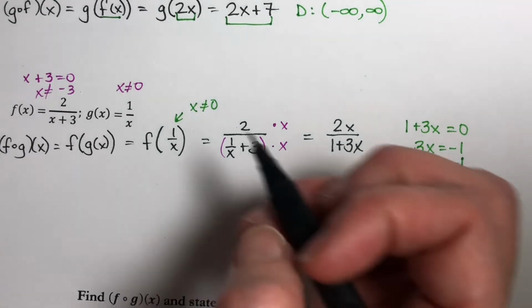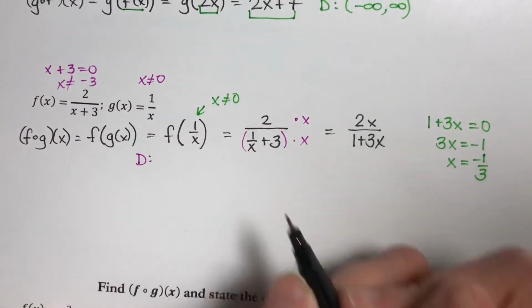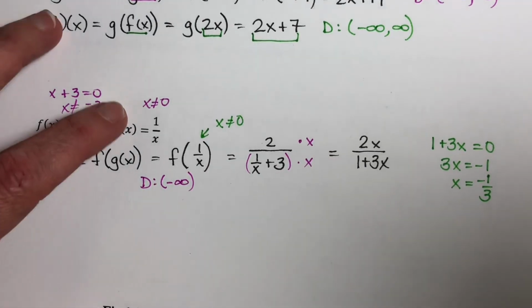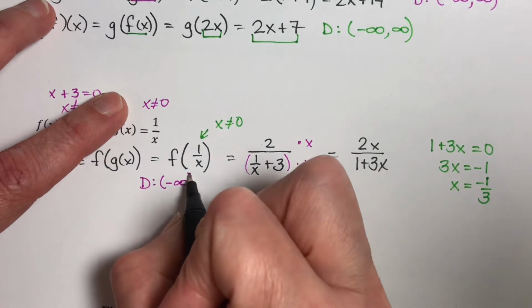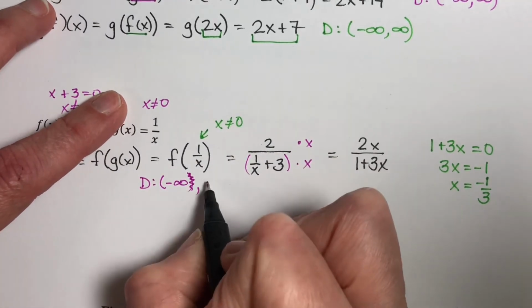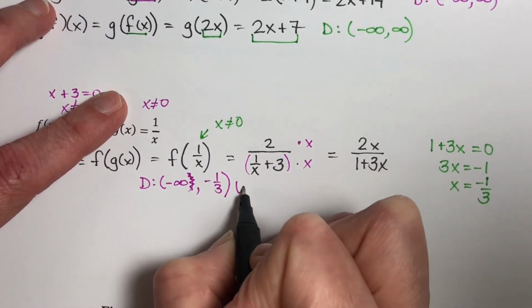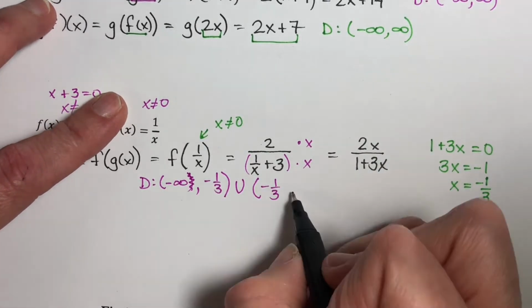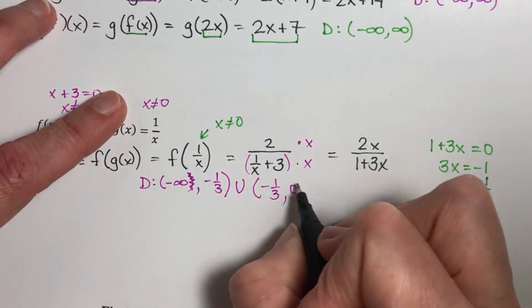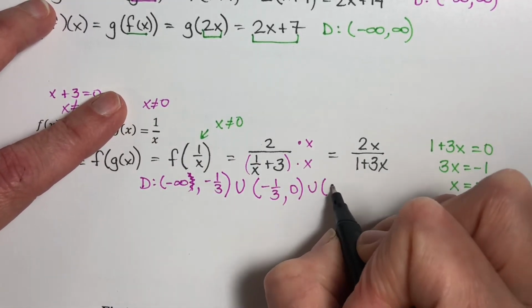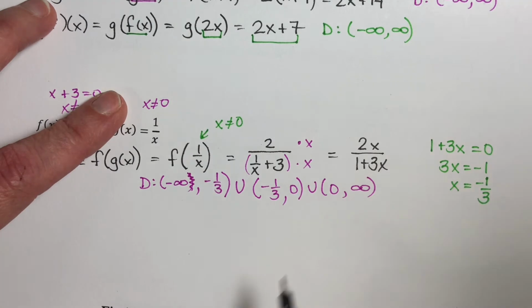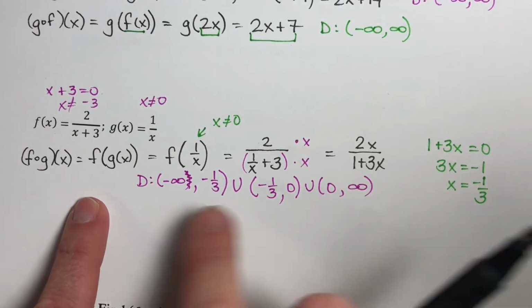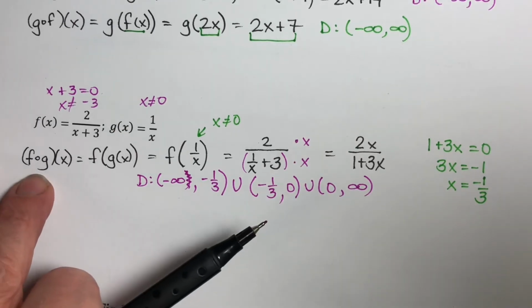So this domain is a little bit uglier. I start at negative infinity and then I go up to negative 1/3. Ignore that, it should be a comma. Negative 1/3 union, and then I go from negative 1/3, remember these are parentheses because we're not allowed to equal them, up to 0. And then you cut out the 0 and you go up to infinity. So I cut out the negative 1/3 and I cut out the 0. All these three pieces, that's the domain of f composed with g.